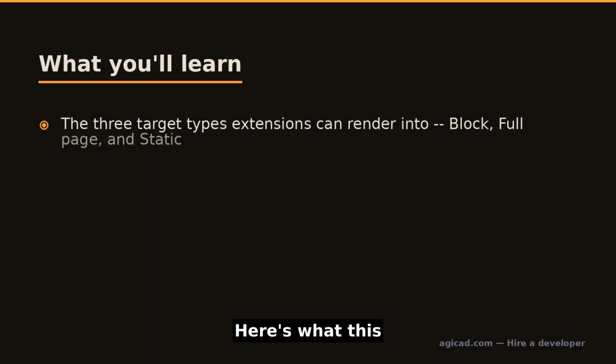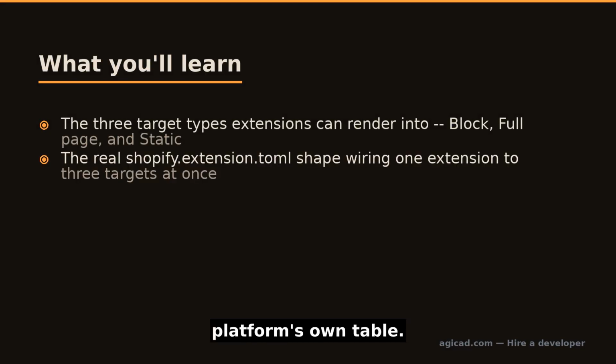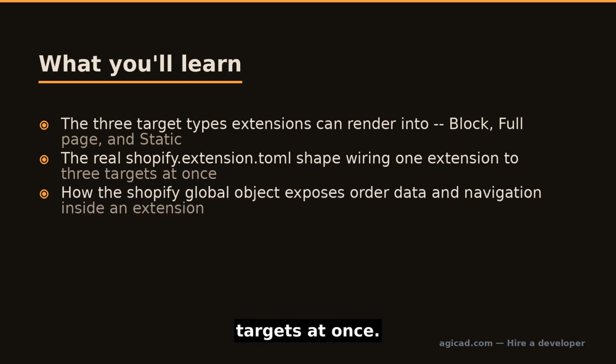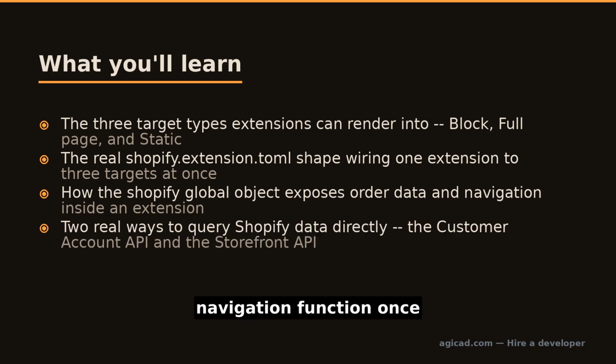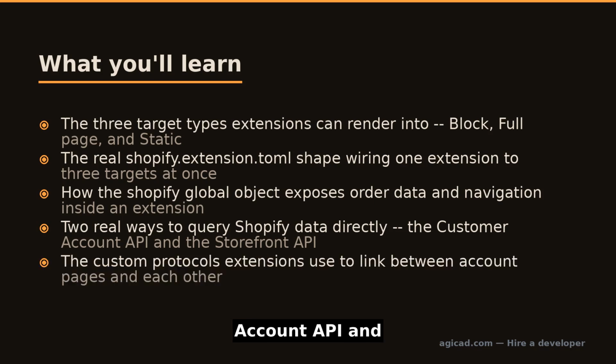Here's what this episode covers. The 3 target types an extension can render into: block, full page, and static, straight from the platform's own table. The real shape of a shopify.extension.toml file, wiring a single extension into 3 different targets at once. How the Shopify global object hands your code order data and a navigation function once it's running. 2 real, documented ways to query Shopify data directly from inside the extension: the Customer Account API and the Storefront API. And the custom protocols this platform defines for linking between account pages and between one extension and another.